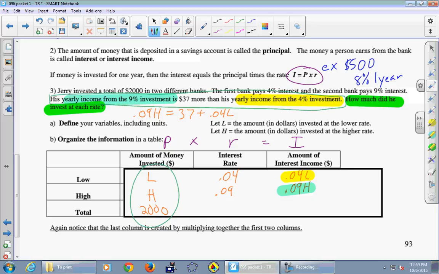For what it's worth, if you're not a fan of the decimals in that equation, you could multiply both sides of that equation by what number to get rid of the decimals? If you multiply everything by 100, all those decimals will go away. You don't have to do that, but you could. Okay. All right, so I think that is it.